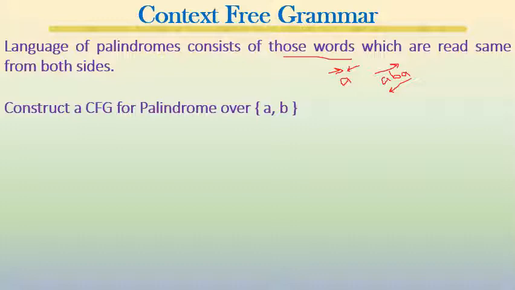What you'll have to do is construct a CFG for palindromes over A and B. Construct a context free grammar for palindromes over A and B.